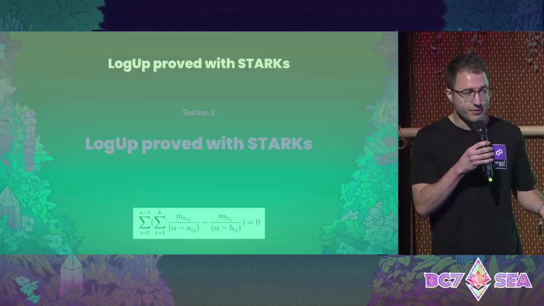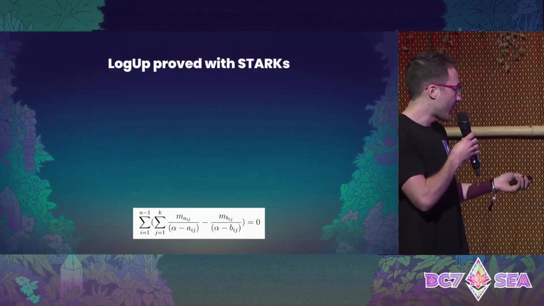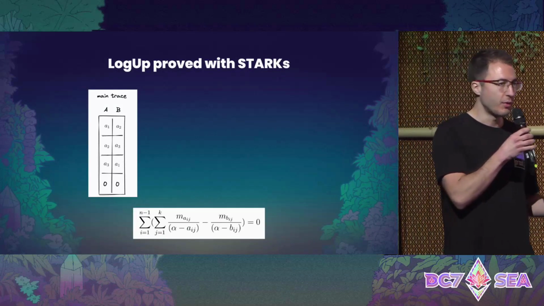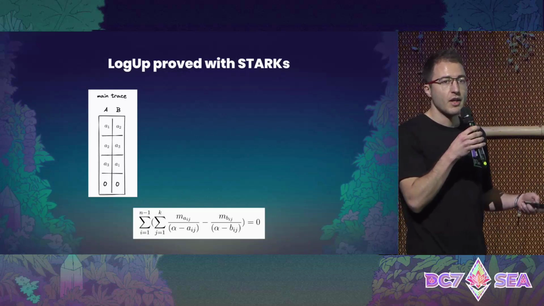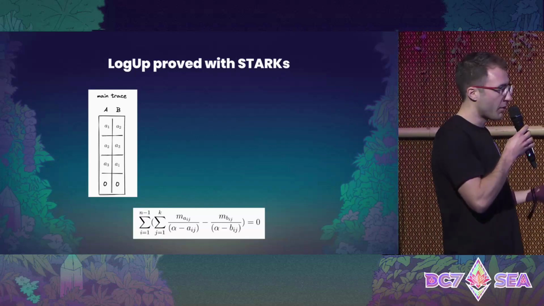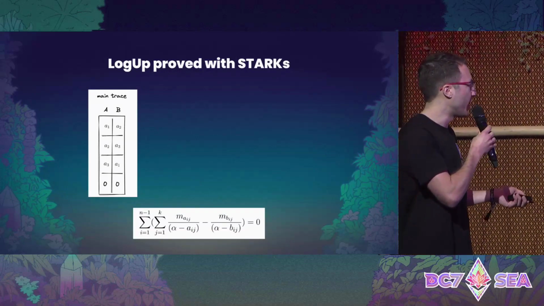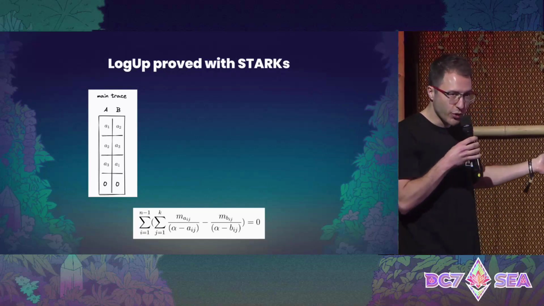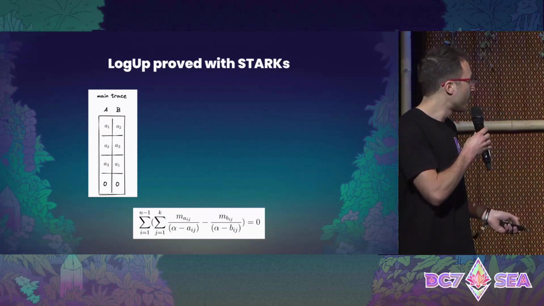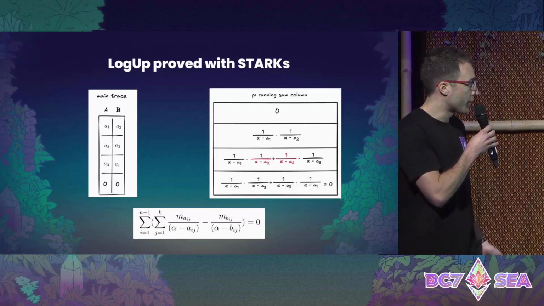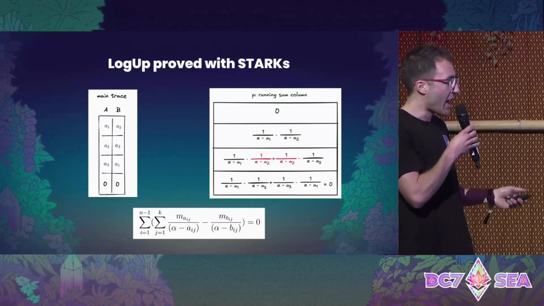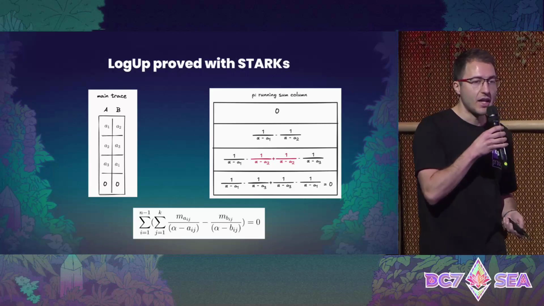So how do we do it with STARKs? That's our equation at the bottom, and we'll just use an example. We have a main trace of 2 columns, A and B, and each column contains one of the 2 multisets. Column A contains multiset A, and column B contains multiset B. We can visually inspect that the 2 multisets are equal; they're just a permutation of one another. The algorithm to implement LogUp is to add an extra column that we'll call P, a running sum column.